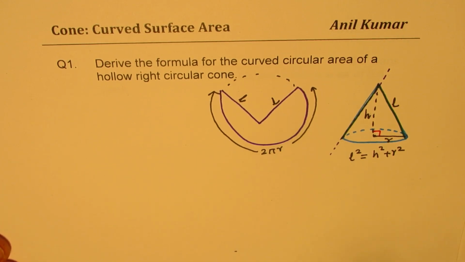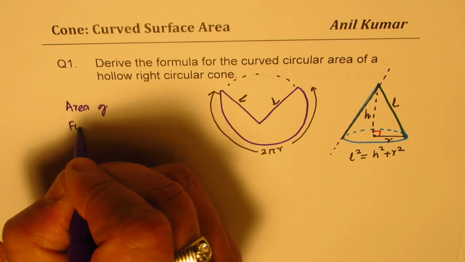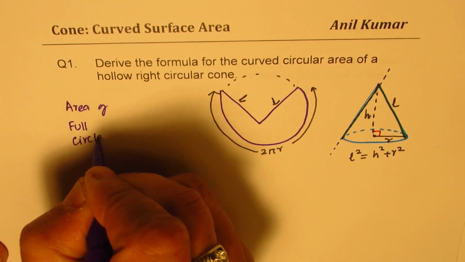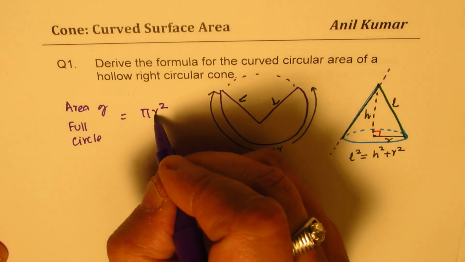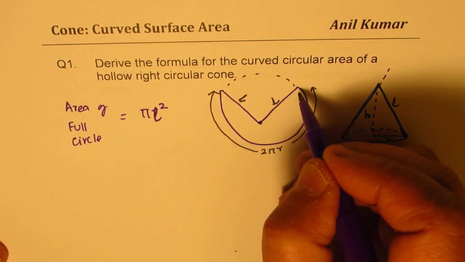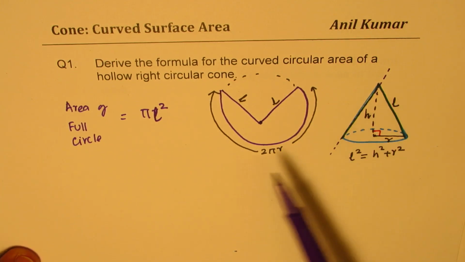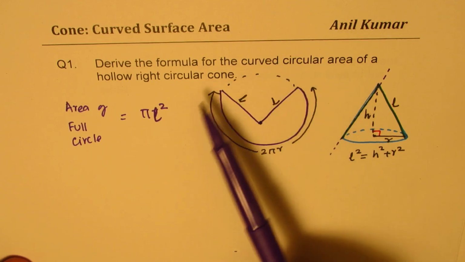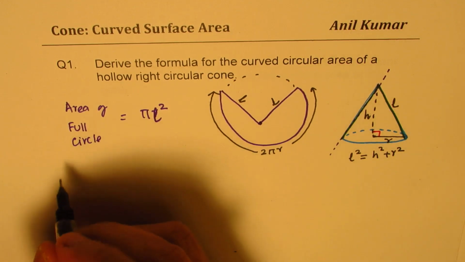Now, if you look into this, then what is the area of full circle? Well, area of full circle is pi r square, right? In this case, length is L, so we'll write L square. Because here, from the center, the radius of this circle is L. So in this particular case, when we spread this cone, we'll get pi L square as the area of the full circle. However, we know some part is missing, right? So the curved surface area will be how much?